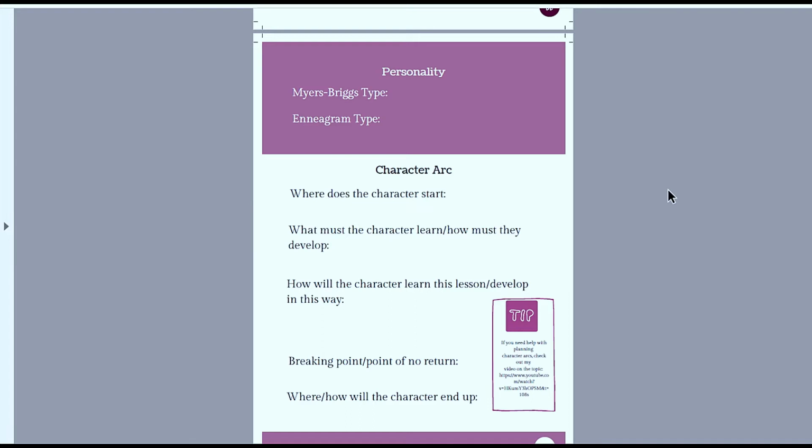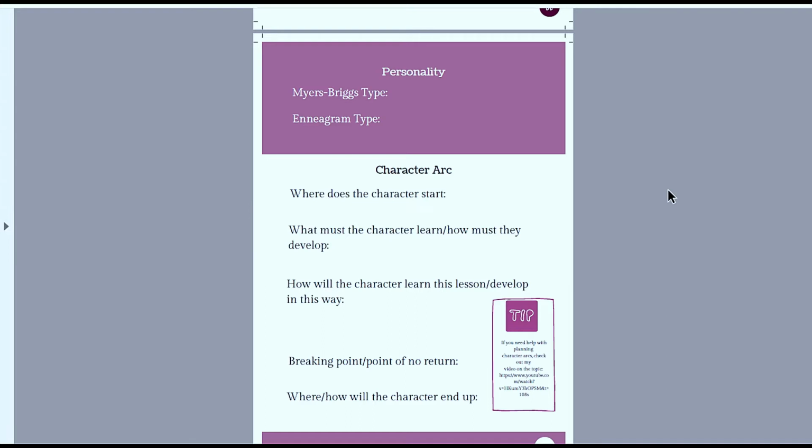Then character arc. I have a video all about character arcs, put that in the cards. So I have a very basic structure for how I figure out character arcs. There are many theoretical frameworks for character arcs, but I use a very simple one, and some of them may fit some of the theories, but I don't really think about that when I'm creating it.